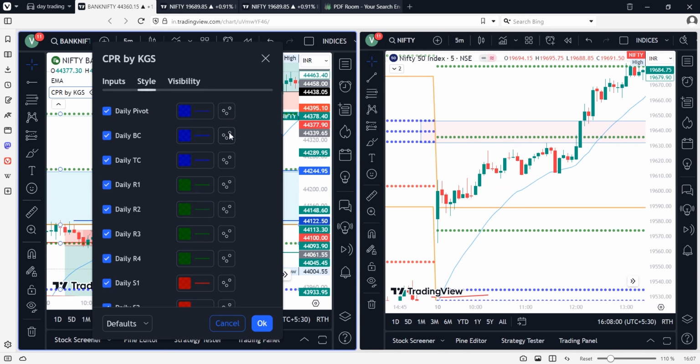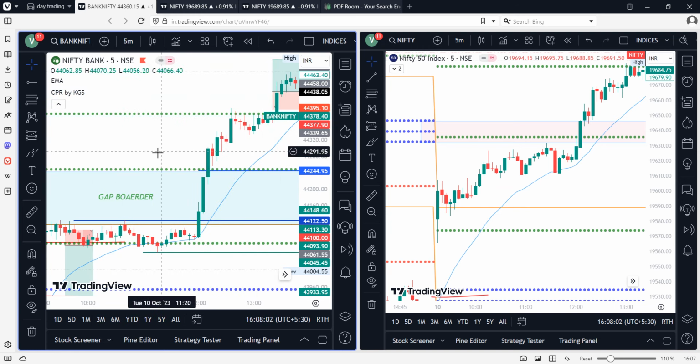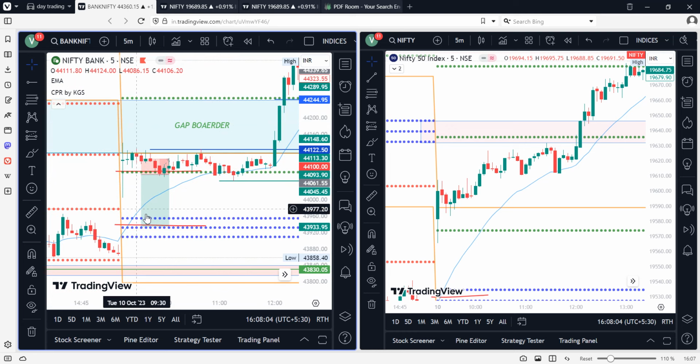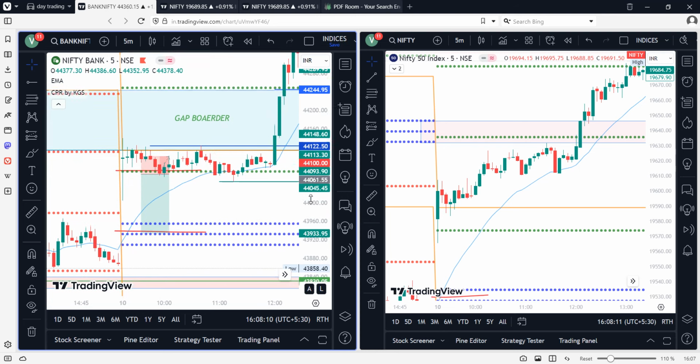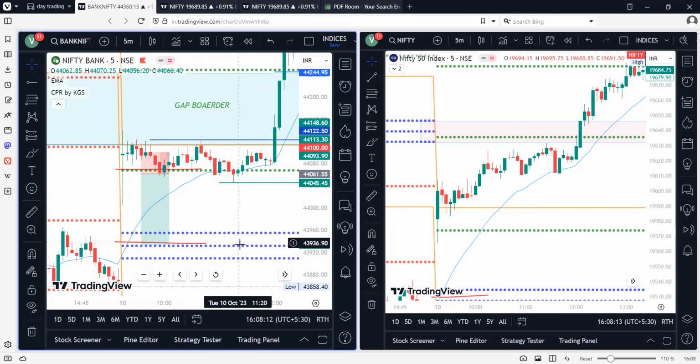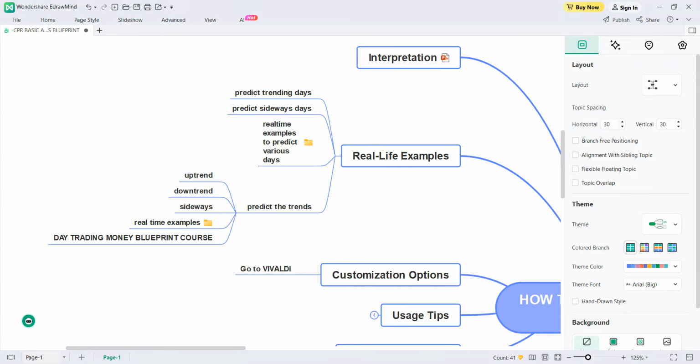I'll show you what is that need. I'm very much interested in the CPR and the R1 here. Usually it is not like this. When the indicator is not like this, I have customized it myself to recognize the levels for me. Now this is the customization part, where you have some freedom to customize it to your eyes.